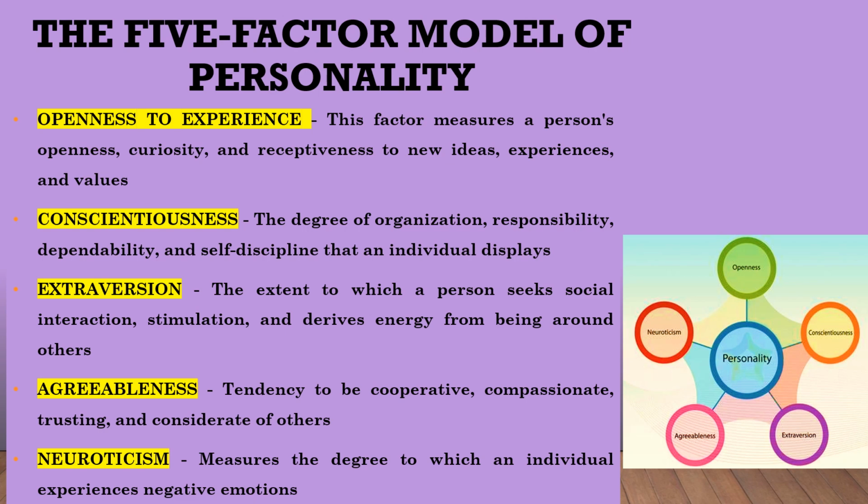Second is conscientiousness. Conscientiousness refers to the degree of organization, responsibility, dependability, and self-discipline that an individual displays. People high in conscientiousness are often diligent, reliable, organized, and goal-oriented. And people who are low in conscientiousness may be more impulsive, spontaneous, and less focused on long-term planning.